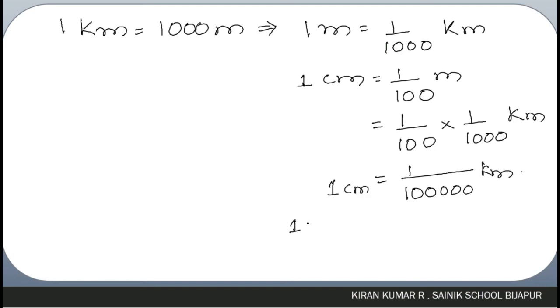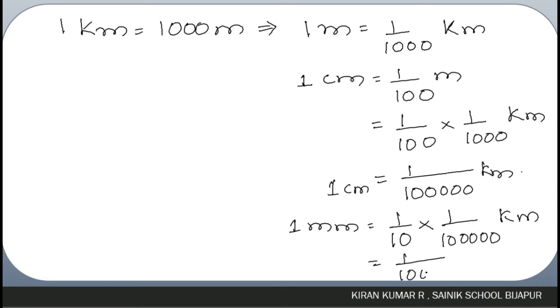If I want 1 millimeter, I know in 1 millimeter there is 1 by 10 centimeter. This has to be multiplied with 1 by 1 lakh kilometer. We get 1 by 10 lakh kilometers. This is how we convert a millimeter in terms of a kilometer.